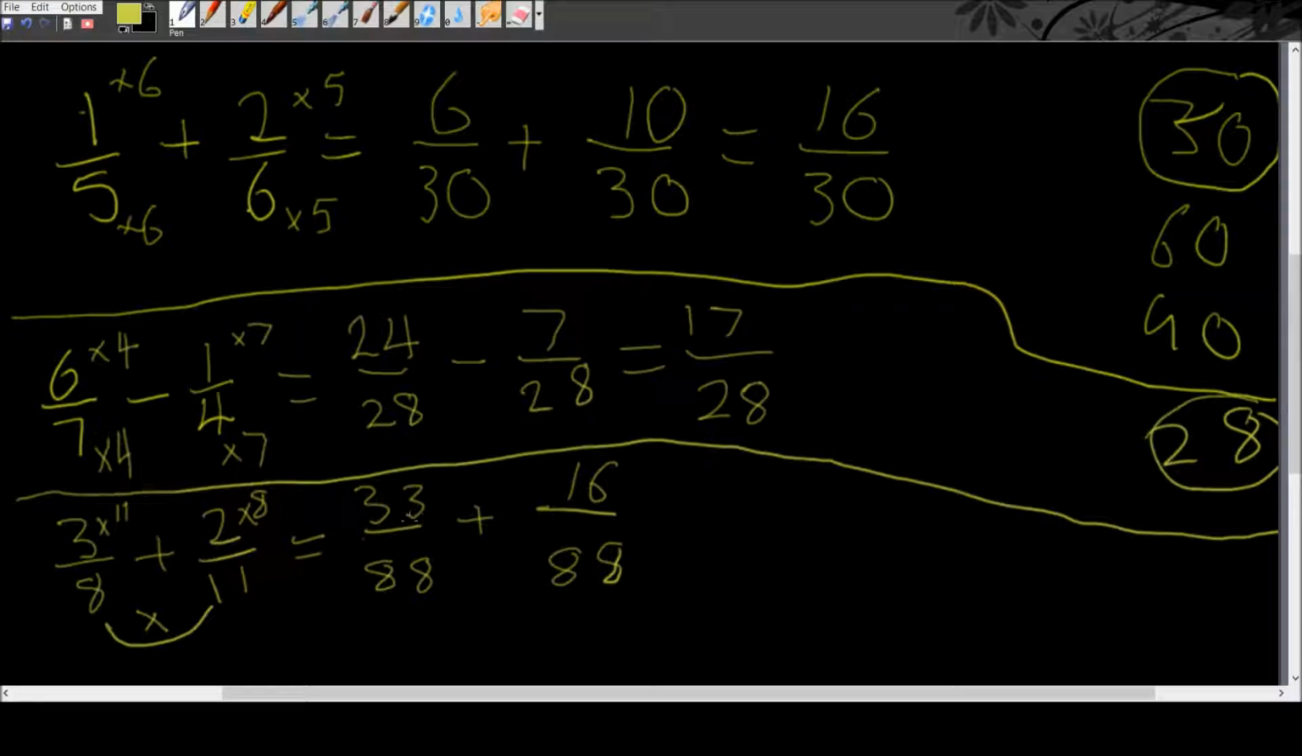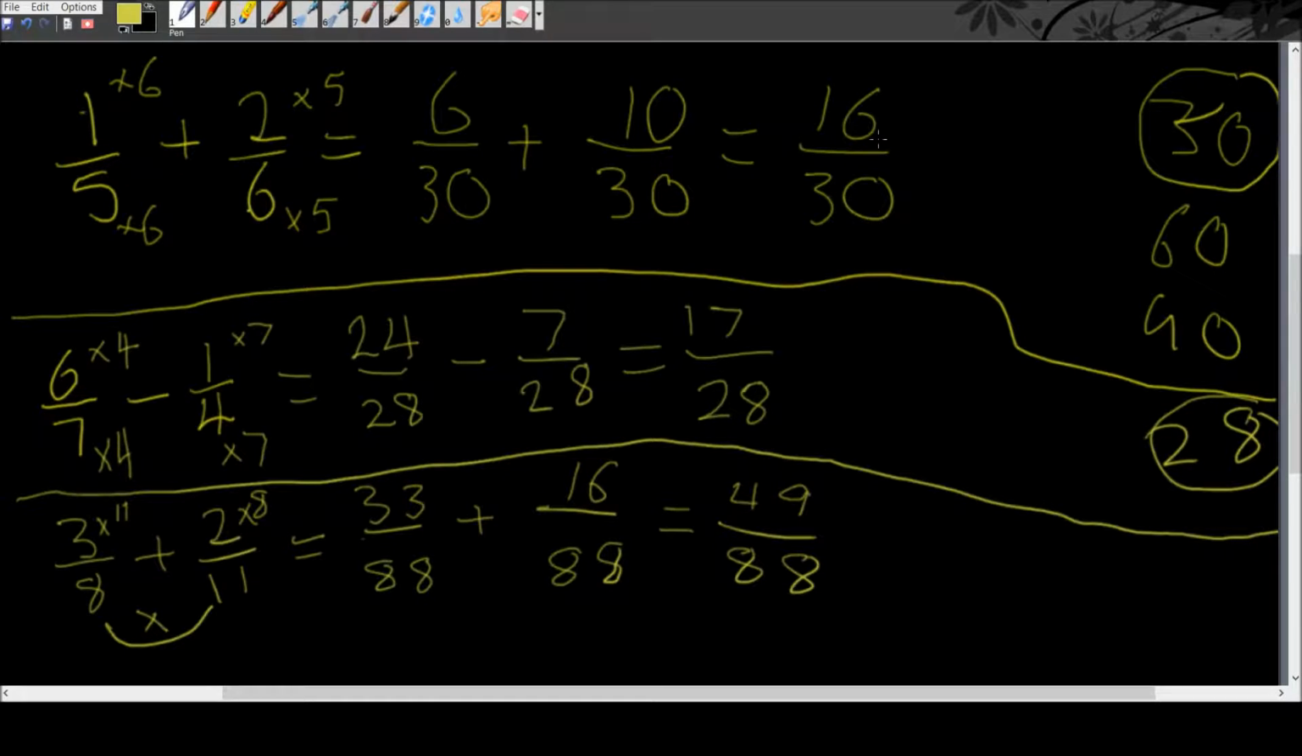So we do 33/88 plus 16/88. So we add the two top numbers together, 33 plus 16. That's going to give us 49/88. Okay. And sometimes, guys, once you've got your answer here, you can sometimes simplify it. You may not always be able to simplify it, but sometimes you can.